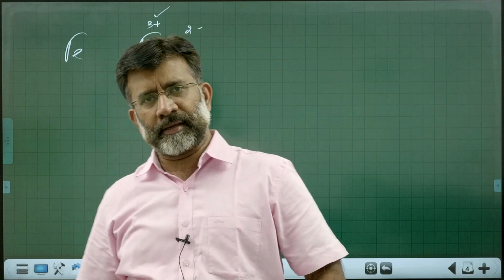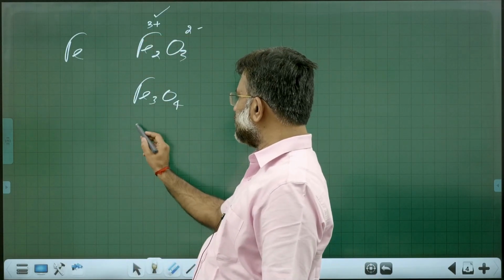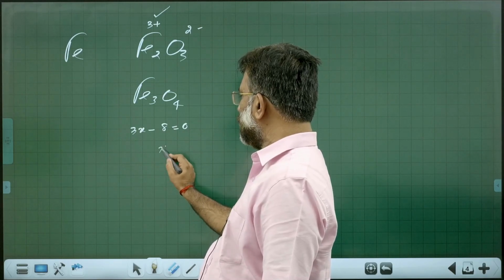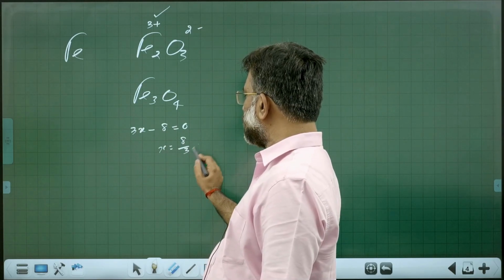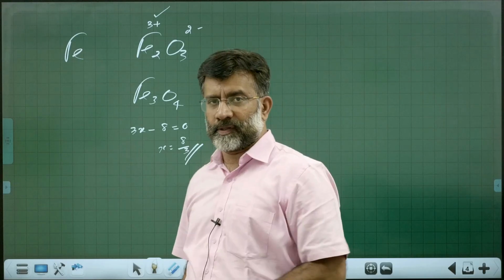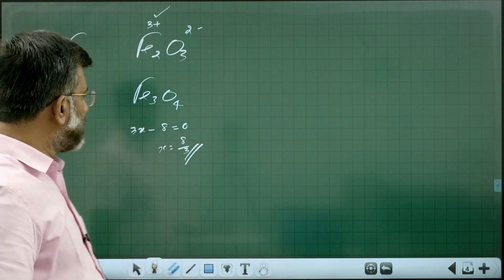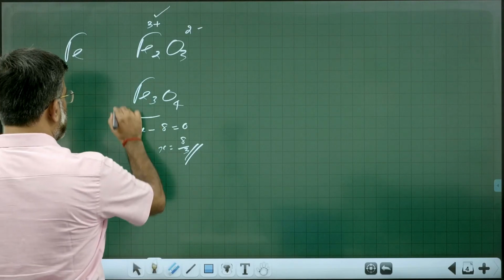What about magnetite? It is 3x minus 8 equal to 0. Therefore, x equal to 8 by 3. That is only average. That is average oxidation number. What is the actual oxidation number? In fact, this is a mixed oxide.